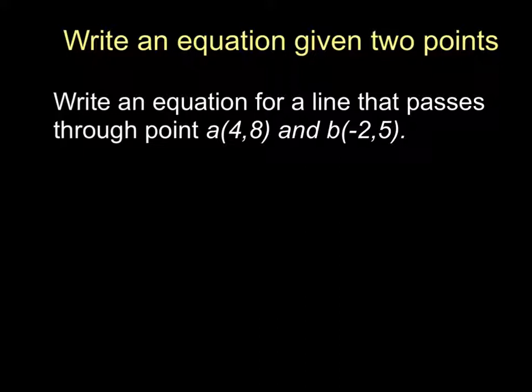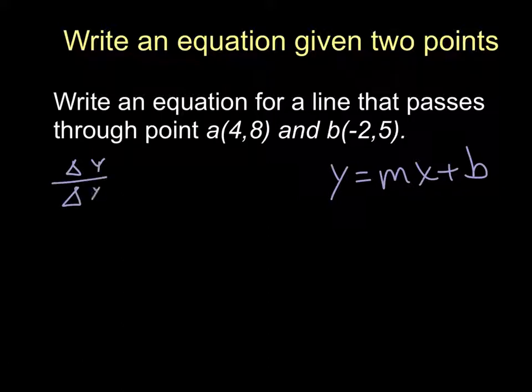In today's assignment, you're also going to be asked to write an equation given 2 points. Here it says write an equation for a line that passes through point A, which is at 4, 8, and point B, which is at -2, 5. To do this, we're going to put this into slope-intercept form, so y equals mx plus b. The first thing I want to do is find my slope. And remember, slope is the rise over run, or the change in y over the change in x. So we have x and y here, and x and y here.